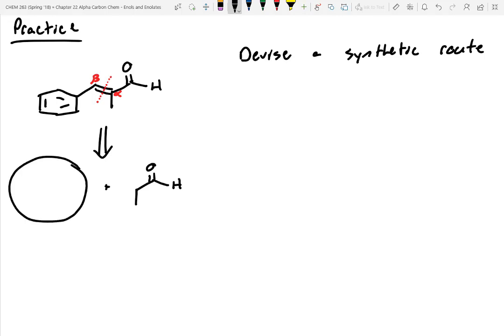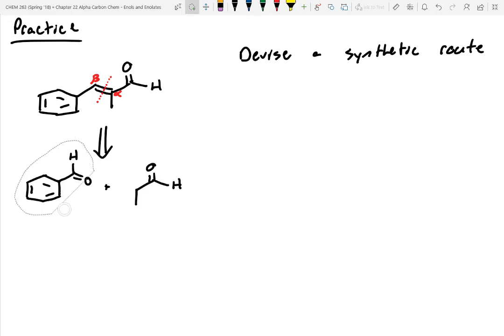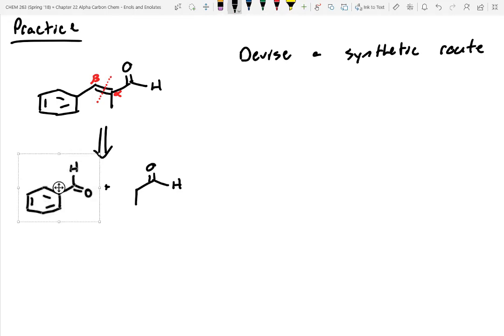So what's the missing half? Maybe a phenol and a benzaldehyde. Benzaldehyde, exactly. So if we look at this, the thing on the left must have been benzaldehyde, right? Where did the OH go that used to be on the beta position? We eliminated it off, right?